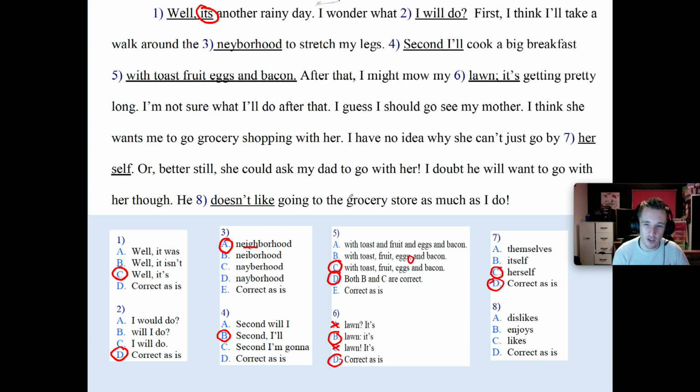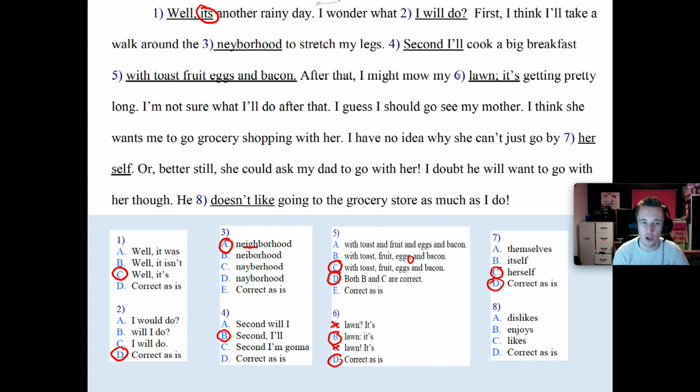He doesn't like going to the grocery store as much as I do. Well, I would say it's fine. Or better still, she could ask my dad to go with her. I doubt he will want to go with her though. He doesn't like going to the grocery store as much as I do. Well, the only thing we need to check with this is whether she likes going to the grocery store or not. Because at the moment, what it's saying is that he doesn't like going to the grocery store as much as I do, which suggests that she likes going to the grocery store.